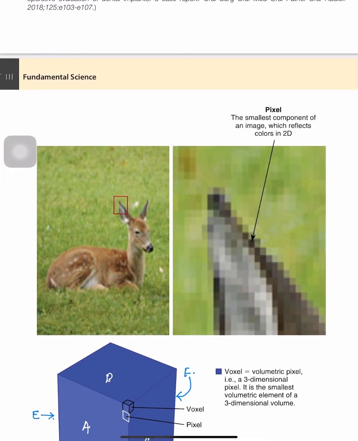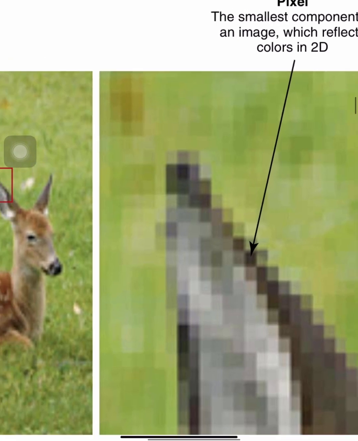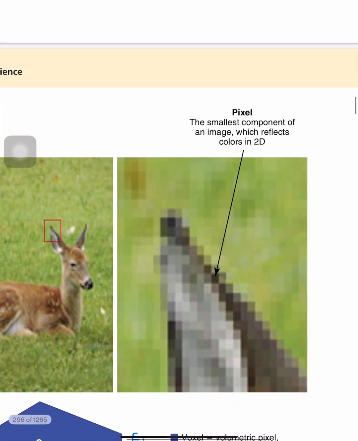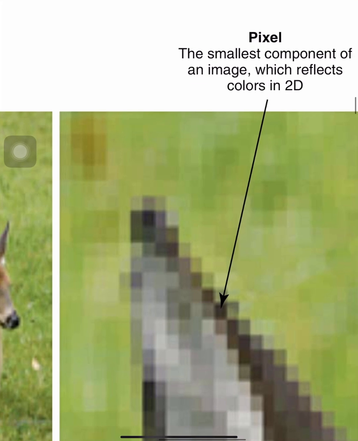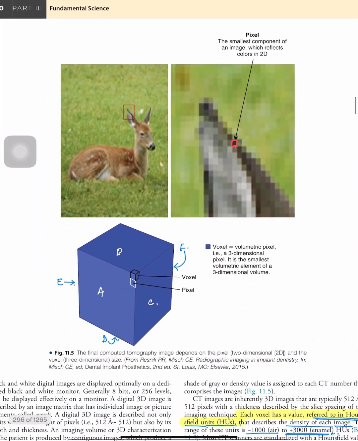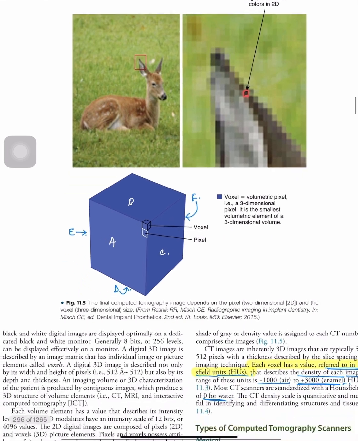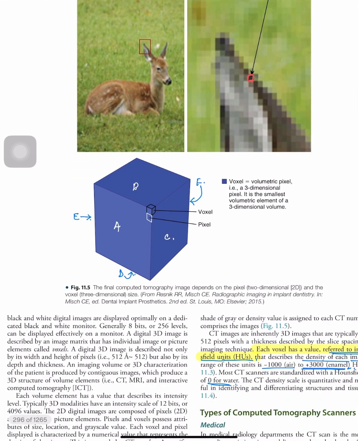So here you can see in this image, if we divide it into pixels and look into the individual pixel, this one square is the pixel, whereas when we talk about voxel, it is a three-dimensional element.